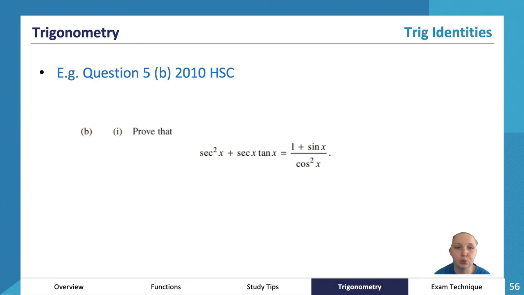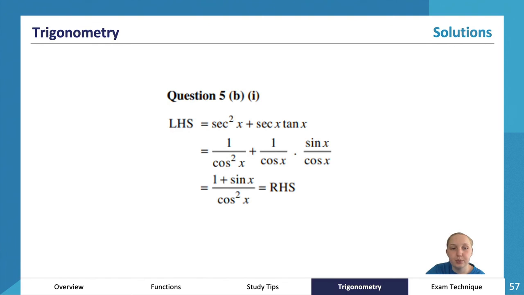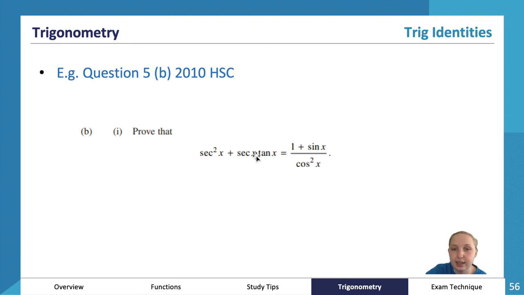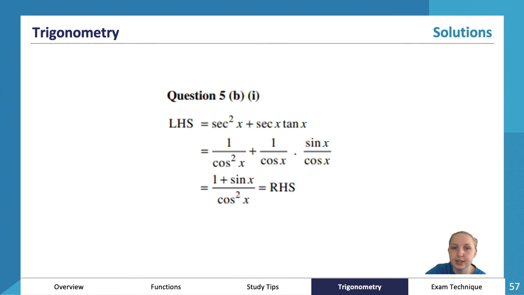So we're being asked to prove this. How can we prove that the left-hand side is equal to the right-hand side? You may not have seen trig identities questions before, so I'm going to go through this first one with you. In order to do this, all you need to do is prove that the left-hand side is equal to the right-hand side by manipulating things in between. The left-hand side is sec squared x plus sec x tan x, and we haven't changed anything there.